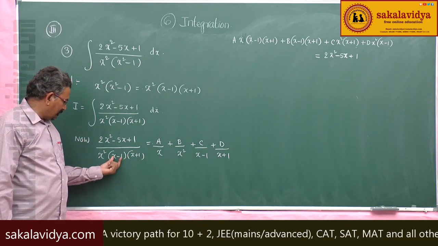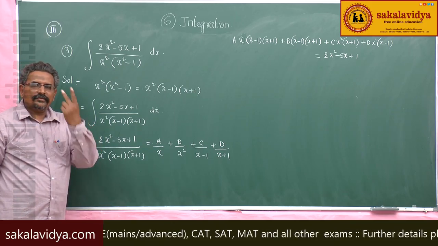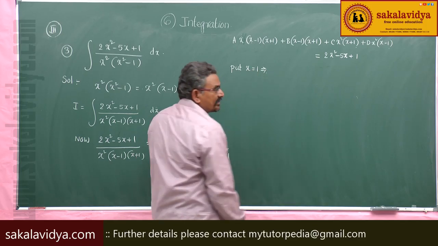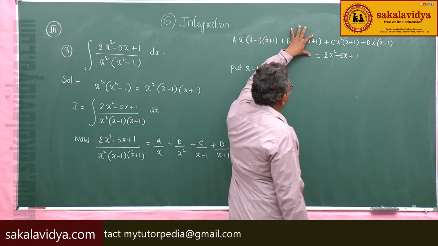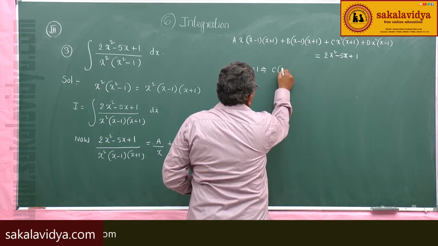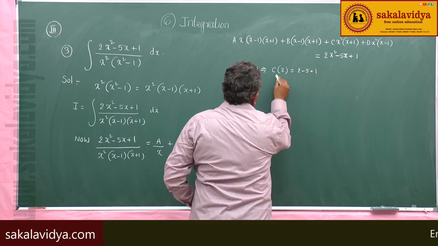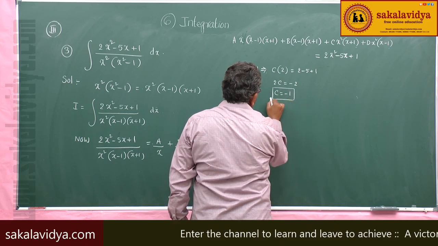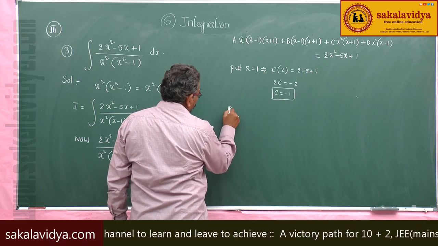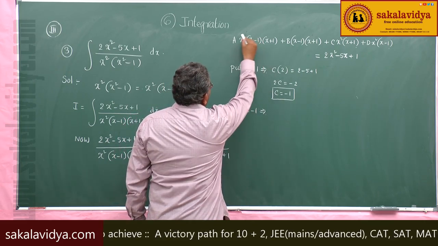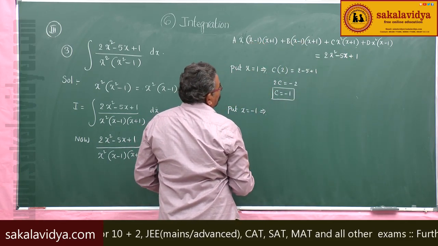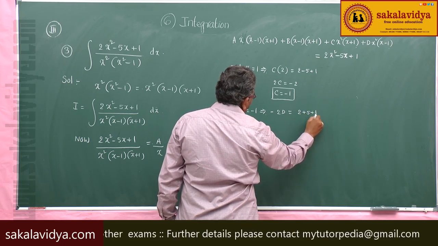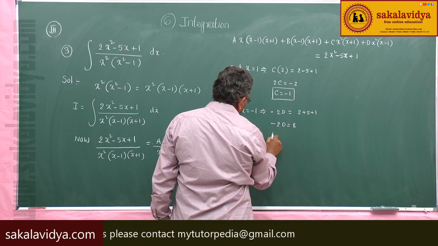Now, as we have two linear factors x − 1 and x + 1, two substitutions will be entertained. First substitution, put x equal to 1. If you put x equal to 1, this becomes 0, this becomes 0, this becomes 0. 2c equals 2 − 5 + 1, so 2c is equal to −2, c equals −1. We know the c value. Now put x equal to −1. So this becomes 0, this becomes 0, this becomes 0. So now we get −2d equals 2 + 5 + 1, so −2d equals 8, d equals −4.